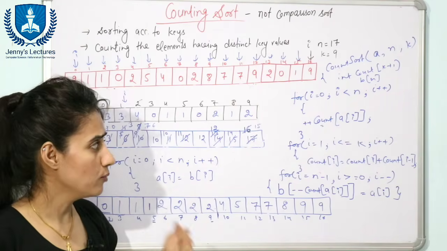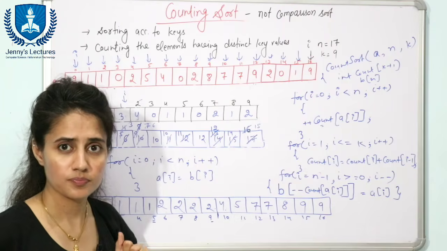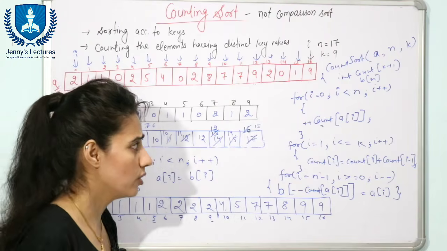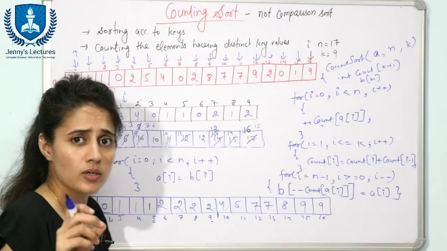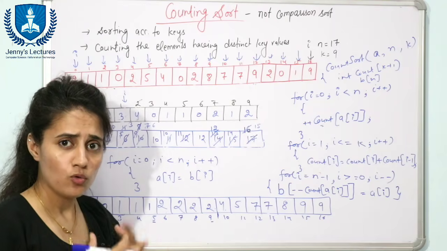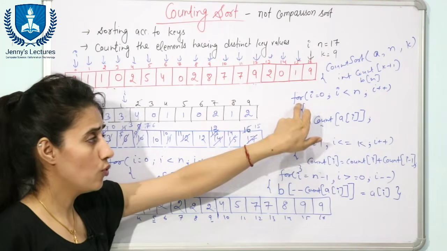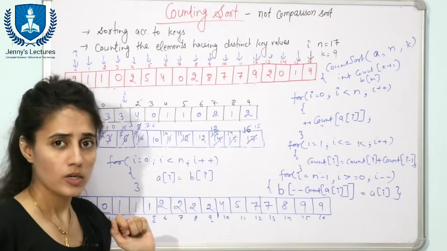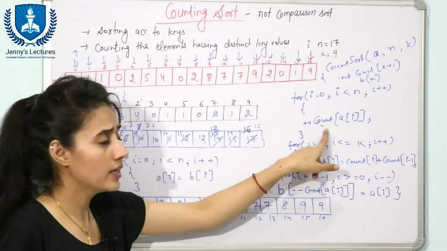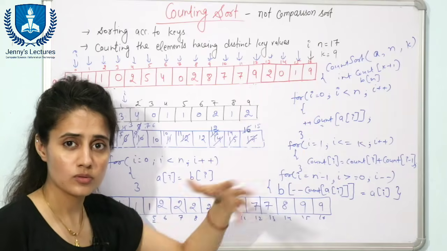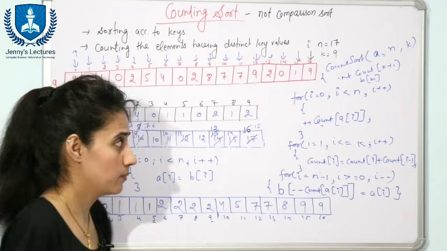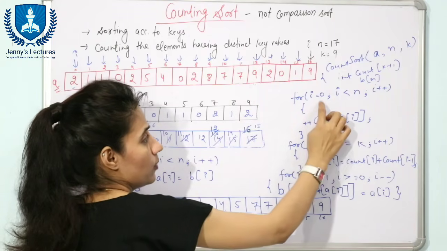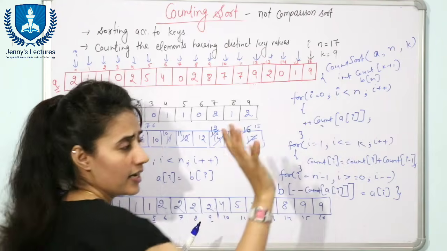Now what is the time complexity for this count sort? Just find out the calculations for the four loops given in the program. How many loops? 1, 2, 3, 4. How many times the statements written within the four loops have been executed? See, this for loop, this statement has been executed n times.